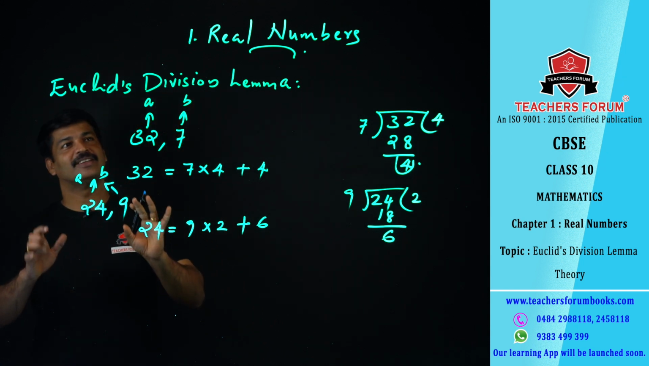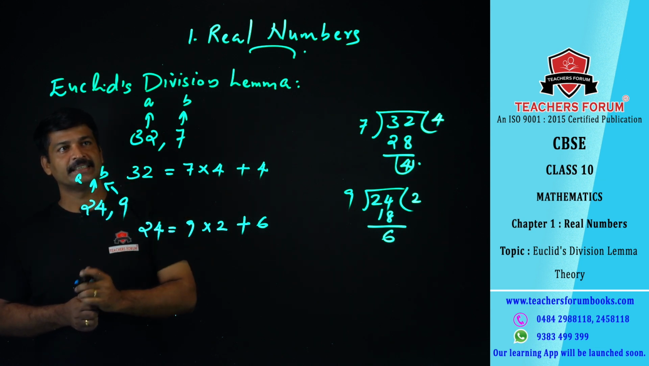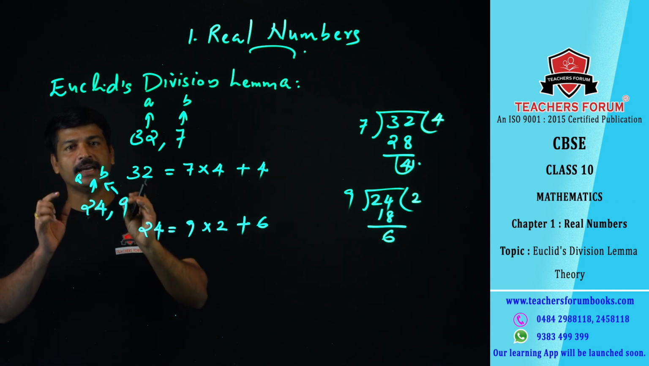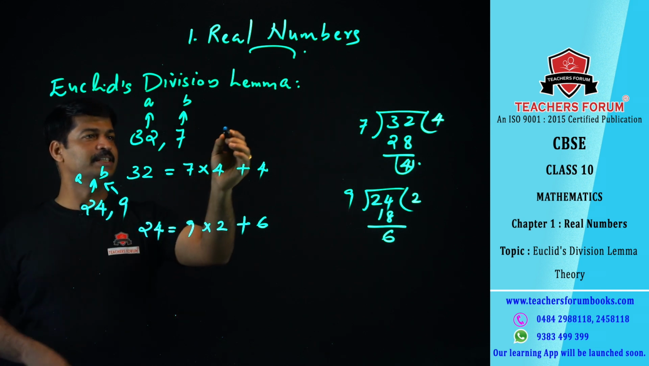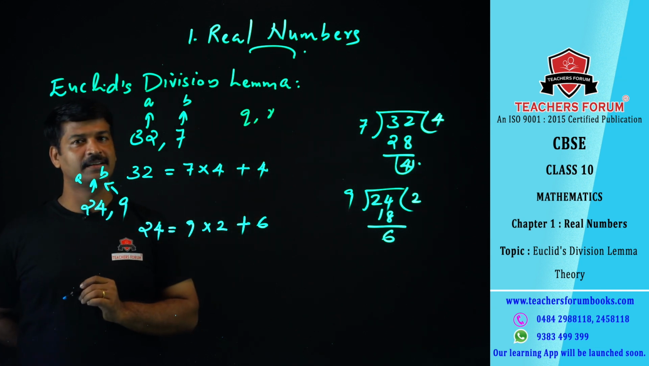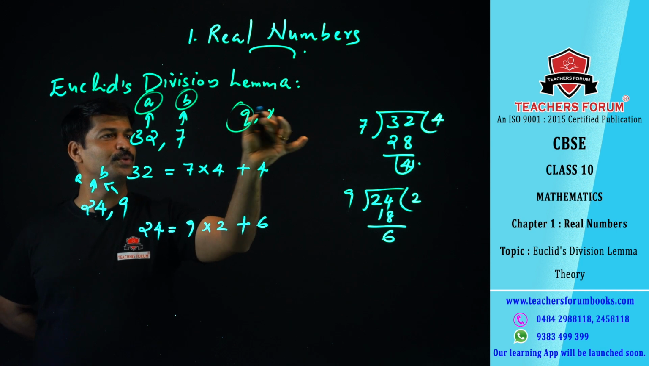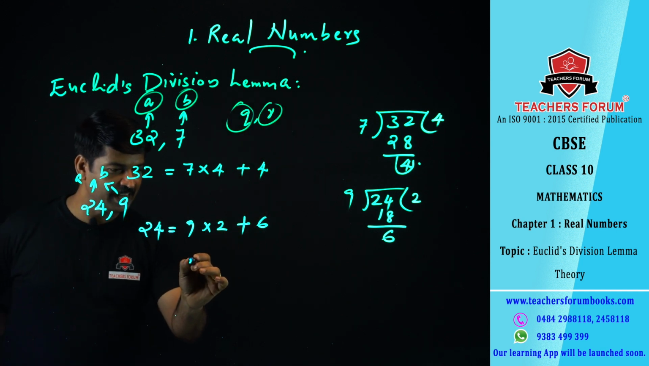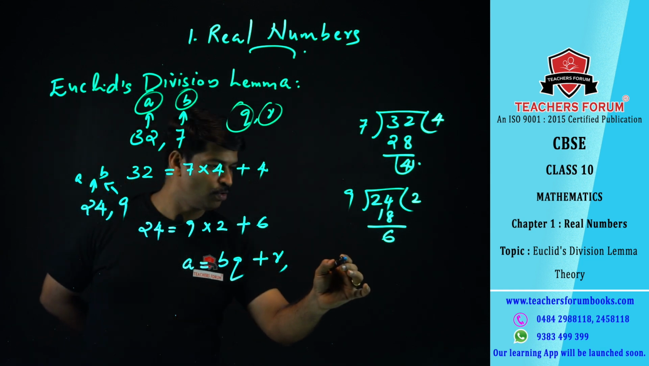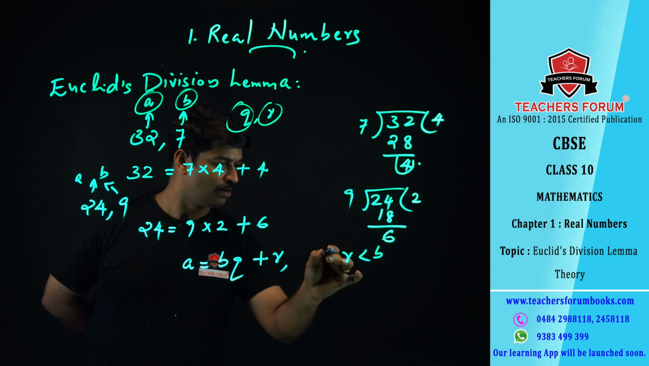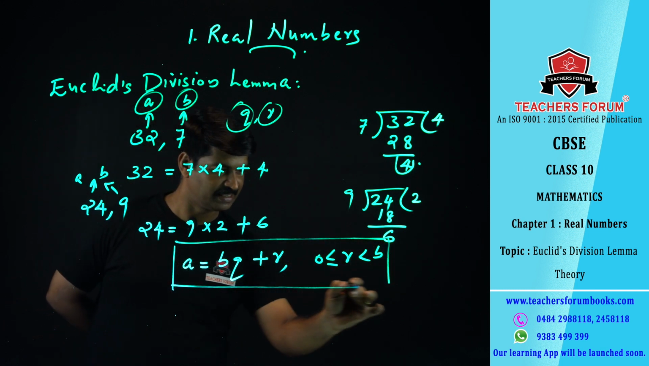Actually, this is Euclid's division lemma. It states that if A and B are any two given positive integers, there exist two integers Q and R such that there is a relation between A, B, Q and R. The relation is A is equal to BQ plus R, where the value of R is greater than or equal to 0 and less than B. This is known as Euclid's division lemma.